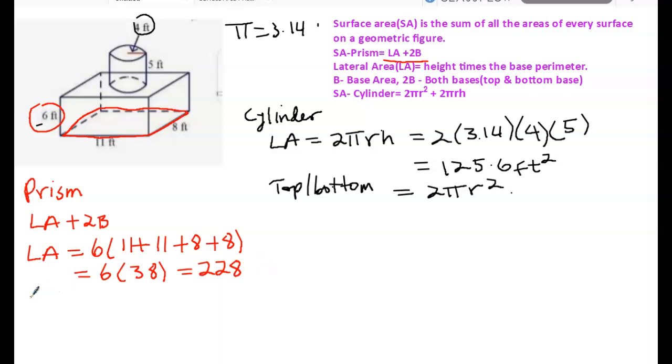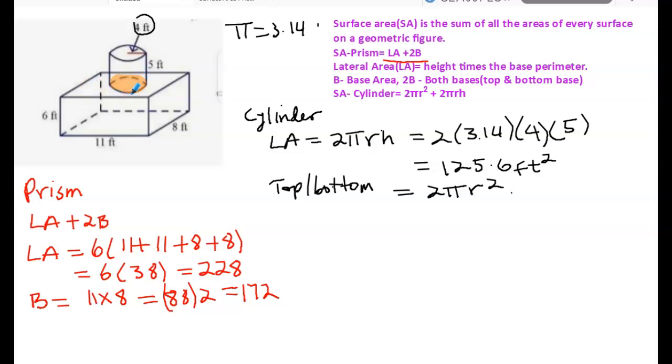And now we need B, which is the base area. So the same base here: 11 times 8. That gives us 88. And we have to double it, multiply it by 2 because it's up and down. That gives us 176. We're supposed to look for the whole surface area, but we realize that this section here has to be taken out.